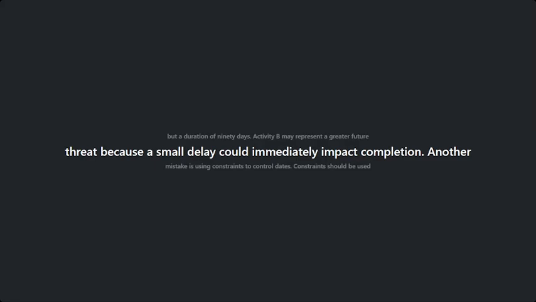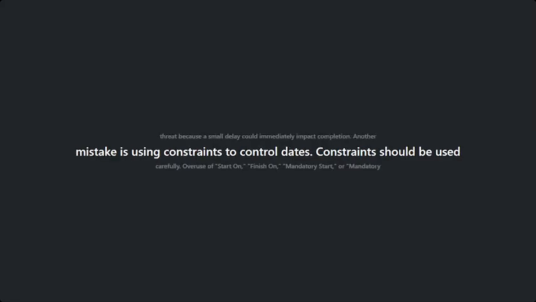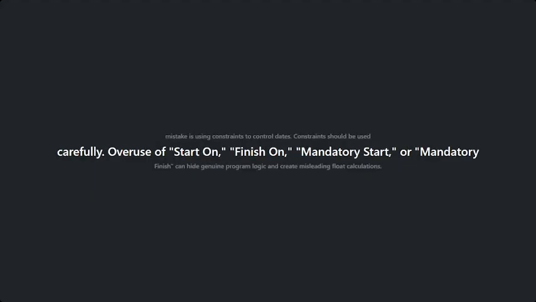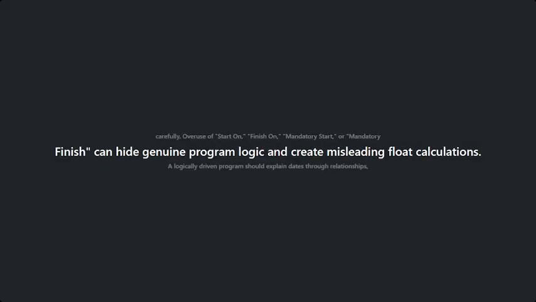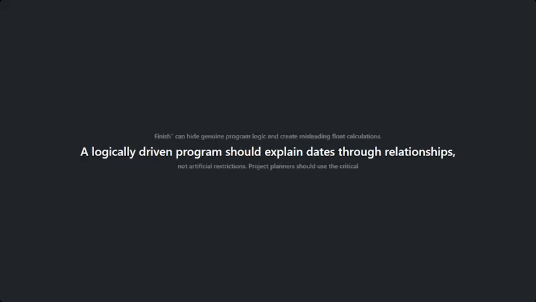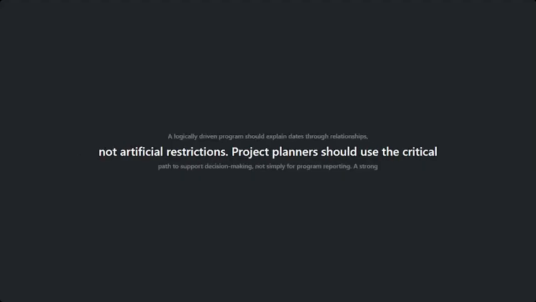Another mistake is using constraints to control dates. Constraints should be used carefully. Overuse of start on, finish on, mandatory start, or mandatory finish can hide genuine program logic and create misleading float calculations. A logically driven program should explain dates through relationships, not artificial restrictions.